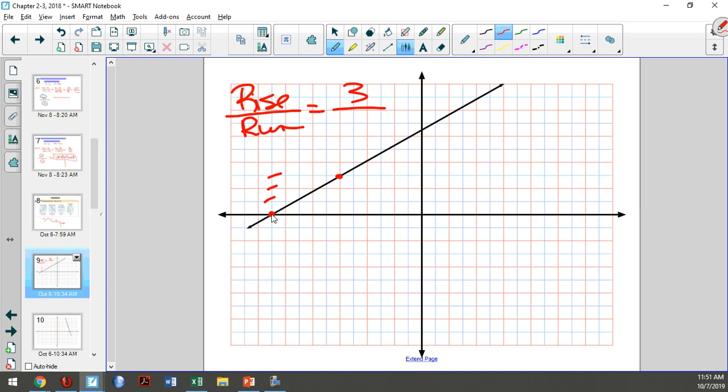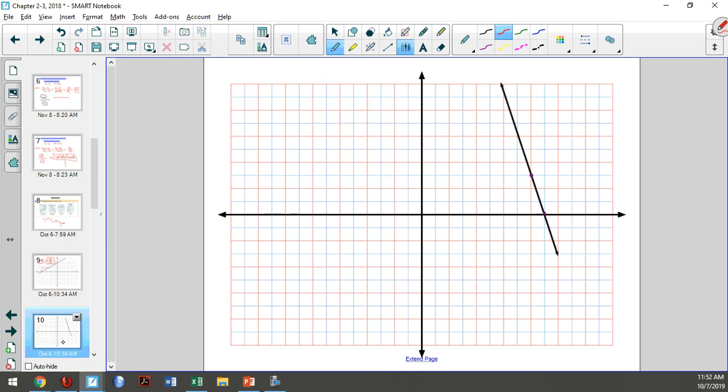Now, how many steps am I taking to the right? 1, 2, 3, 4, 5. Since I'm going to the right, is my slope positive or is my slope negative? It's positive. We can also tell it's going uphill, so my slope in this case is 3/5. Do we understand that, yes or no?